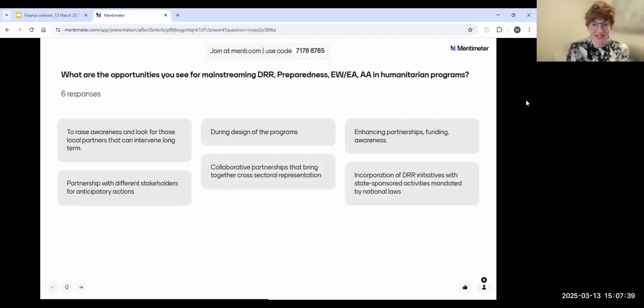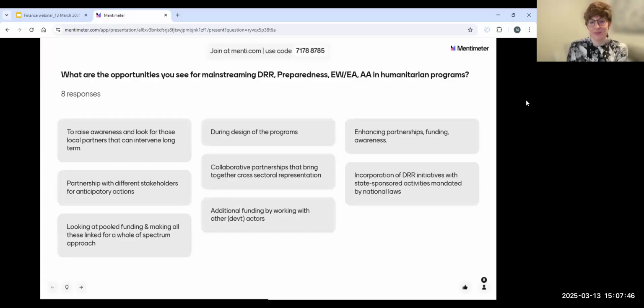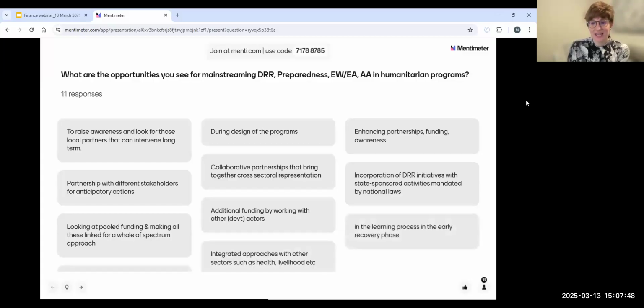Great, so many answers coming in. Collaborative partnerships that bring together cross-sectoral representation. Absolutely. And I think what we've heard from a number of our speakers is that there's a real opportunity for collaboration in this work.